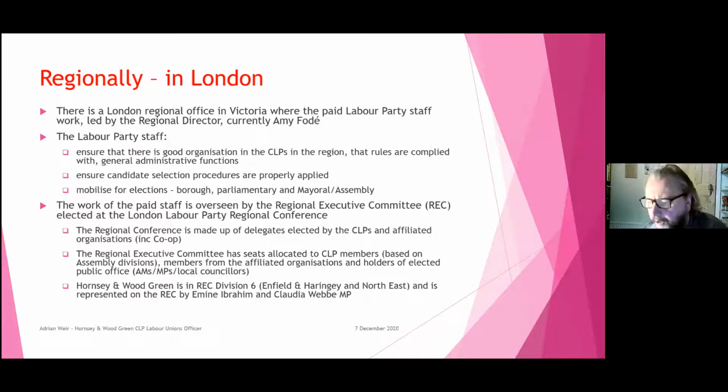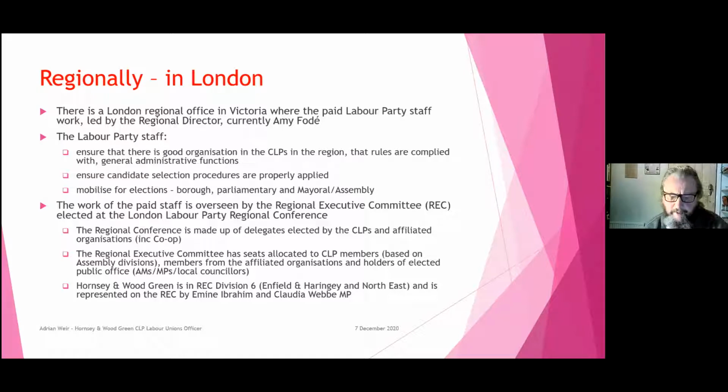So the work of the paid staff, as you may anticipate, is overseen by elected members of the Labour Party in London. They're overseen by a regional executive committee elected from the London Labour Party Regional Conference. The conference meets annually, or at least it did before COVID came along. It meets annually, but it elects the regional executive every other conference. So the executive holds office for 2 years, even though the conference is held on an annual basis. And the conference is made up of delegates elected from the CLPs and the affiliated organisations, including obviously the unions, but the Co-op, SEA, JLM, and so on.